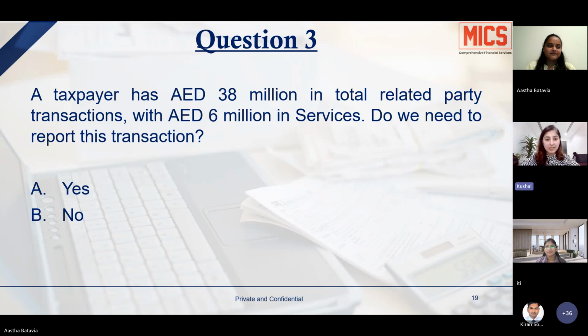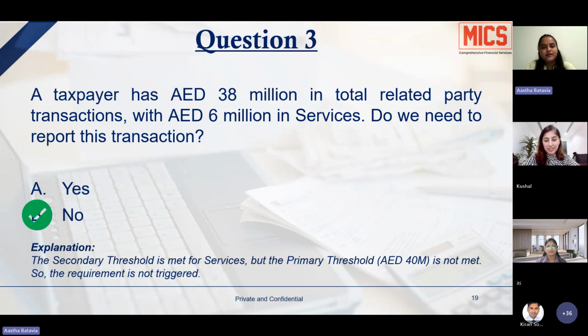Majority have said A, Astha. No, it's no. We have to see hierarchy wise. First, we need to see if the primary threshold is met or not. If that is met, then only we need to check the secondary threshold. In this case, the primary threshold is not met. It's 38 million, which is less than the 40 million AED limit. Even if any transaction category is exceeding the 4 million secondary threshold, we do not need to report these transactions along with our CT documentation.